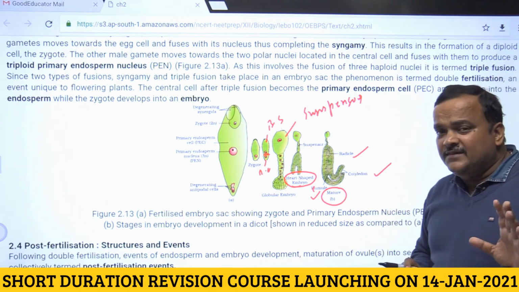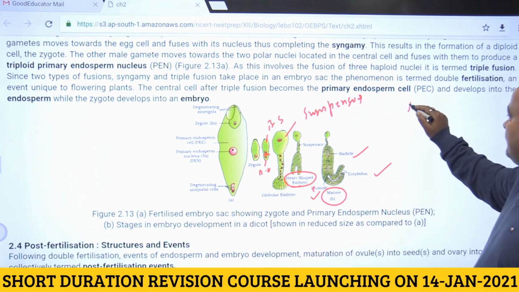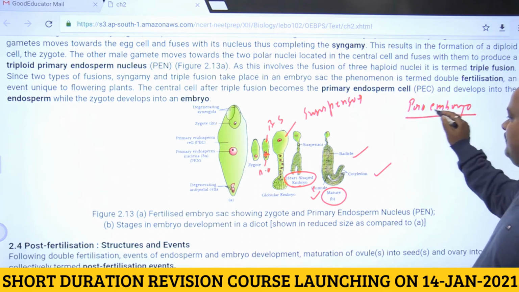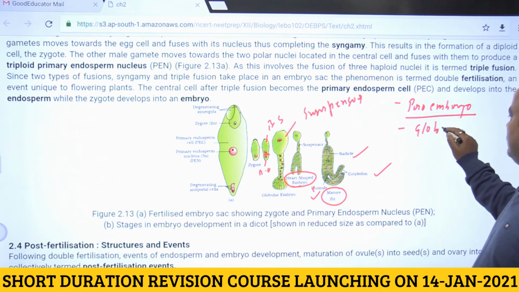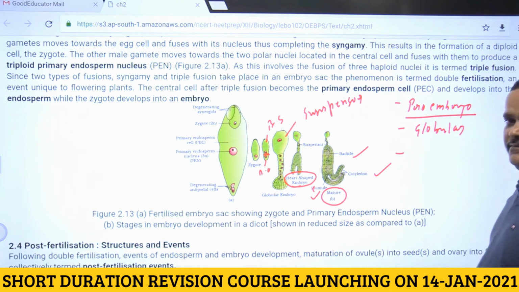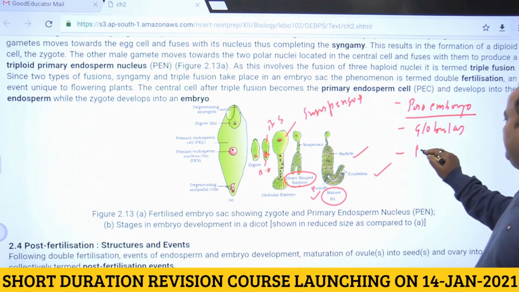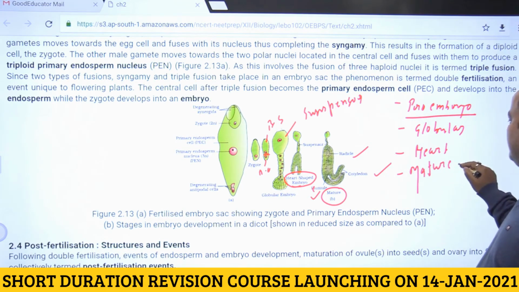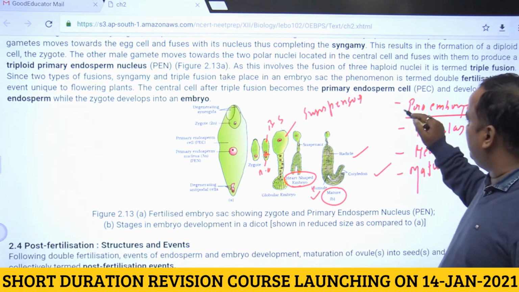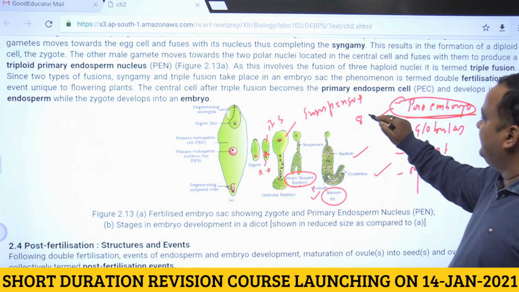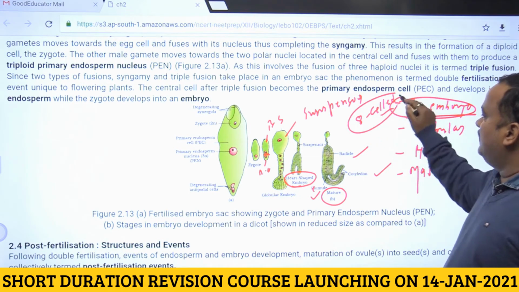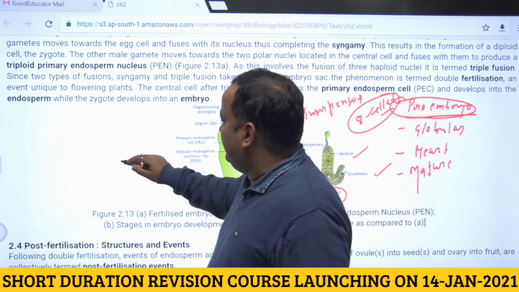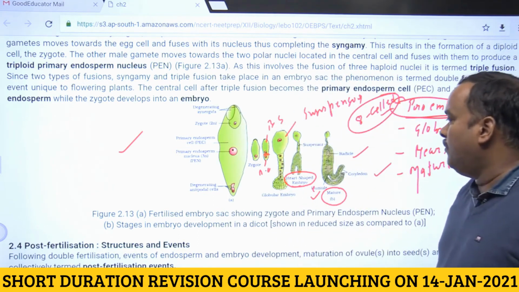Now, there are 4 different stages in development of embryo, that is proembryo, globular stage, then heart-shaped stage, and finally mature embryo. Okay, so development of embryo up to proembryo stage, or we also call it 8-celled stage, is similar in case of both dicot and monocot. Up to 8-celled stage, it is similar in case of dicot and monocot.